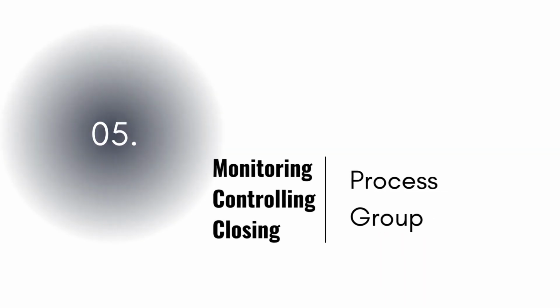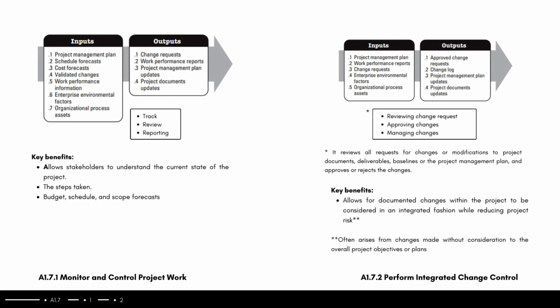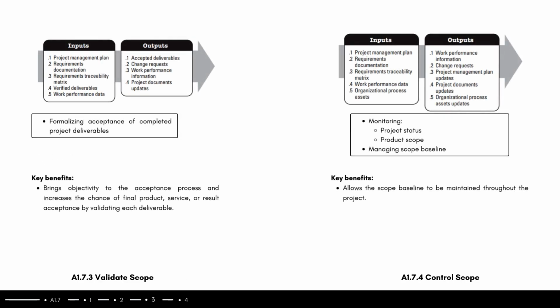The monitoring and controlling process group tracks, reviews, and orchestrates the project's performance, including identifying and implementing change. It involves preventive action, monitoring activities against the plan, and configuration management. It helps analyze, control, and coordinate projects for plan alignment, with the first step being track and report project progress, the second step being manage and approve project change, and the third step being validate scope, formalize acceptance of project deliverables, enhancing final product acceptance.